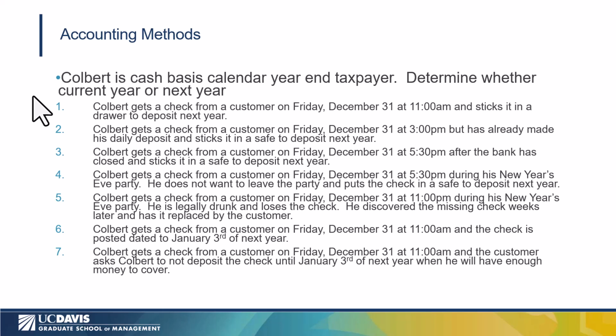The reality is, look, he could turn around and endorse that over to someone else and say, oh, here's this check, and now you can have it. And by doing so, he's using that negotiable instrument, right? I mean, that check is a negotiable instrument. He received it on the 31st. It's constructive receipt. All right, Colbert gets a check from a customer same day, 5:30, during his New Year's Eve party. He doesn't want to leave the party, so he puts the check in a safe to deposit next year. Well, clearly he's turning his back on that income, which you cannot do under the constructive receipt rules. So as a result, constructive receipt, that is income in the current year.